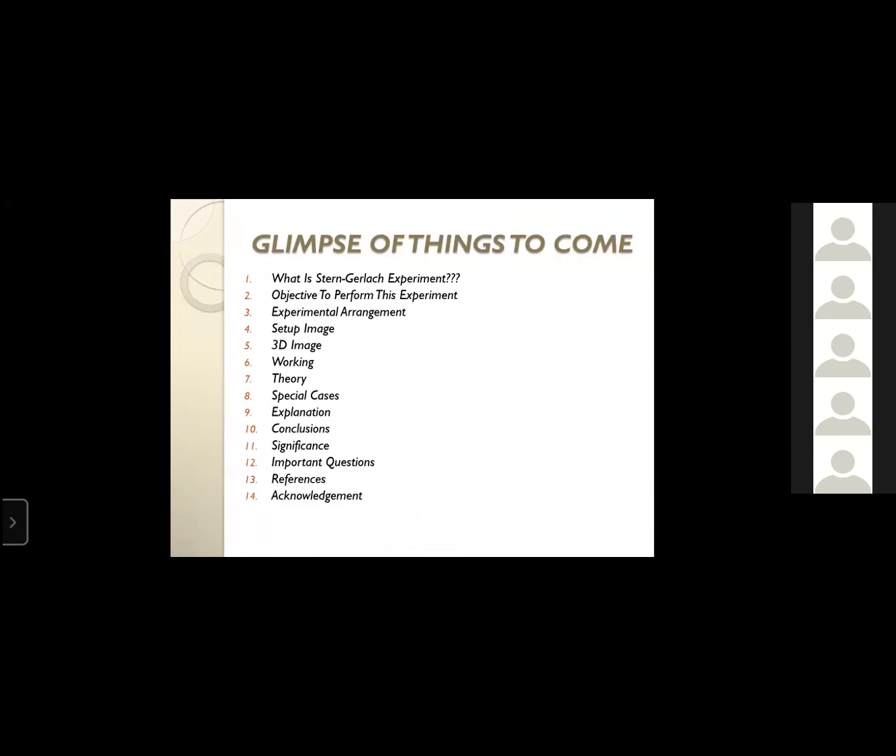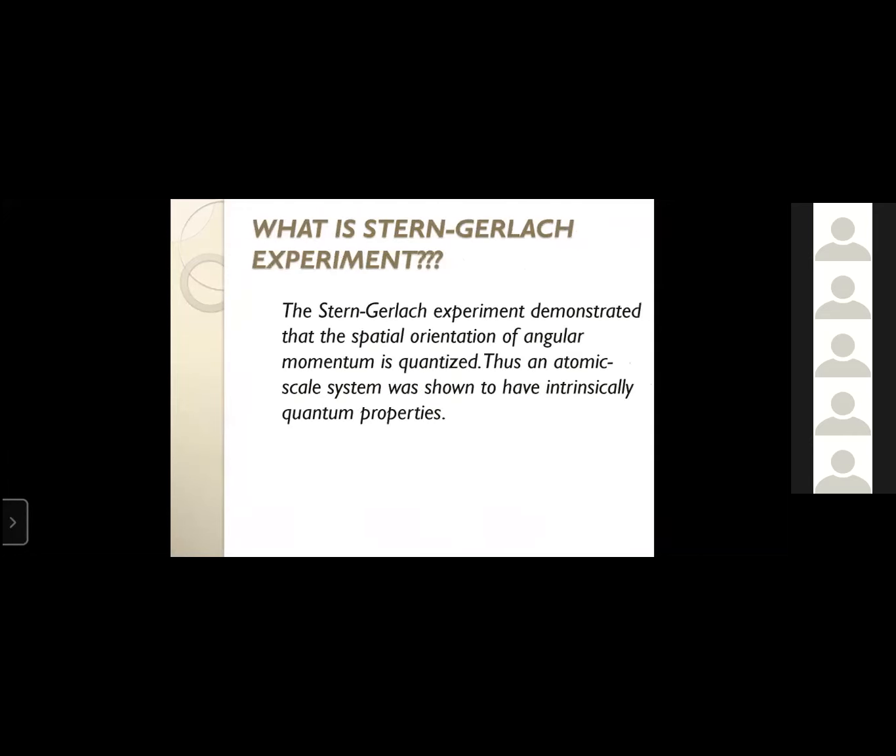Here is a glimpse of things to come. We will discuss what the Stern-Gerlach experiment is, the objective to perform this experiment, the experimental arrangement, and other related topics. What is the Stern-Gerlach experiment? It demonstrated that the spatial orientation of the angular momentum is quantized. Thus, an atomic scale system was shown to have intrinsically quantum properties.